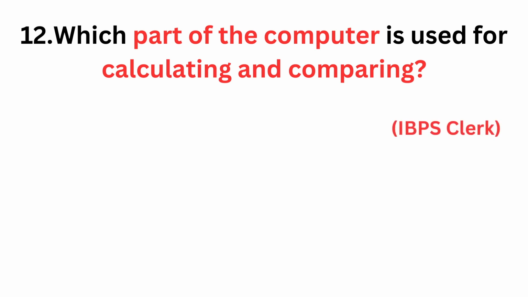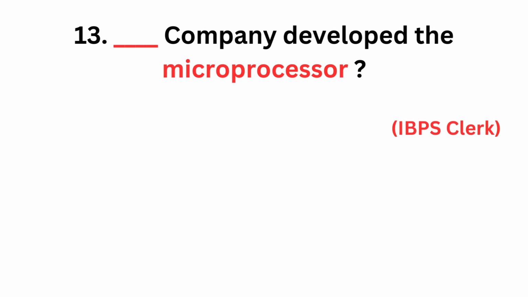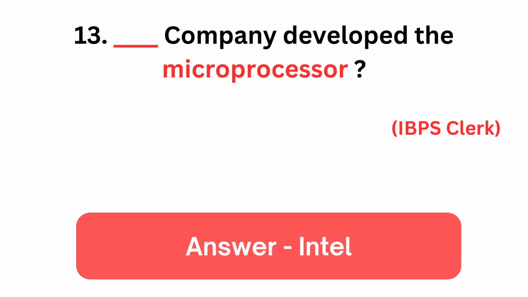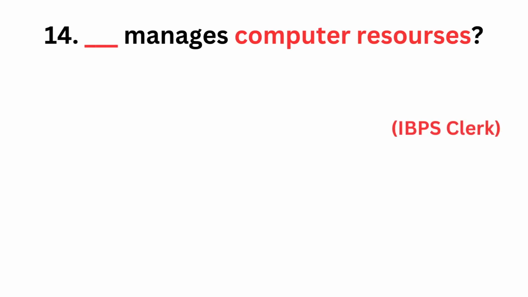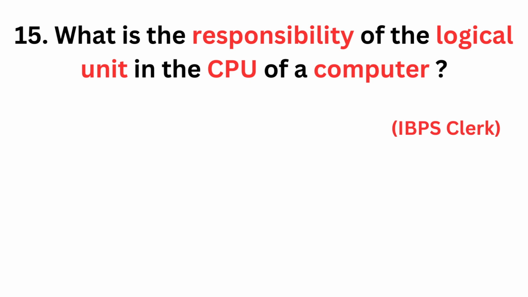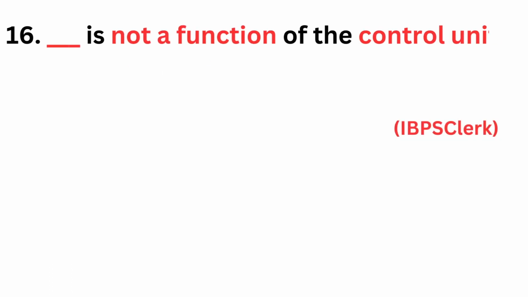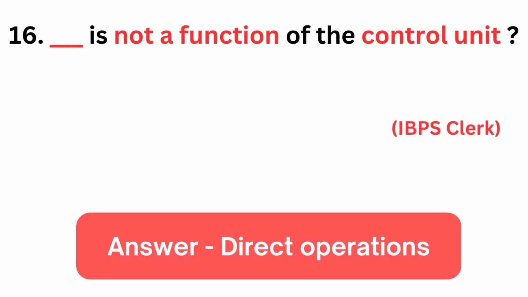Which part of the computer is used for calculating and comparing? ALU, Arithmetic Logic Unit. Which company developed the microprocessor? Intel. What manages computer resources? Control unit. What is the responsibility of the logical unit in the CPU of a computer? To compare numbers. What is not a function of the control unit? Direct operations.